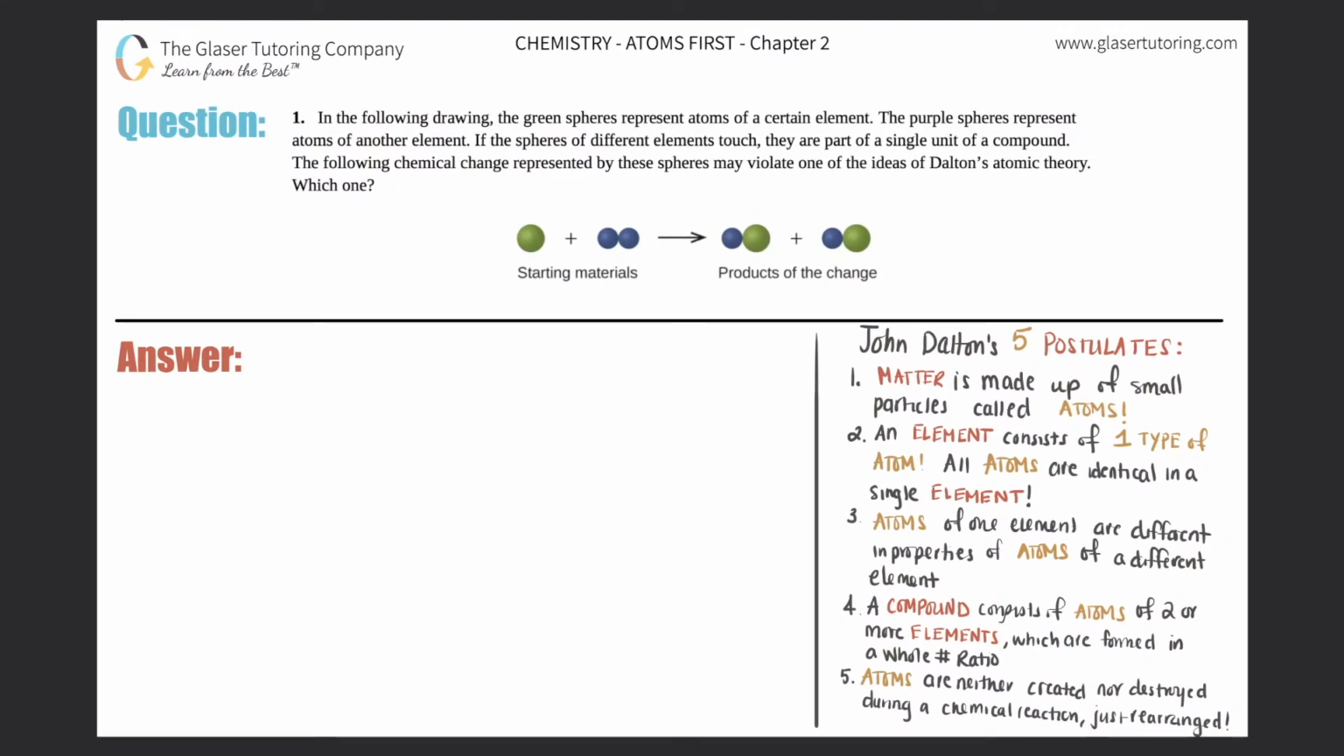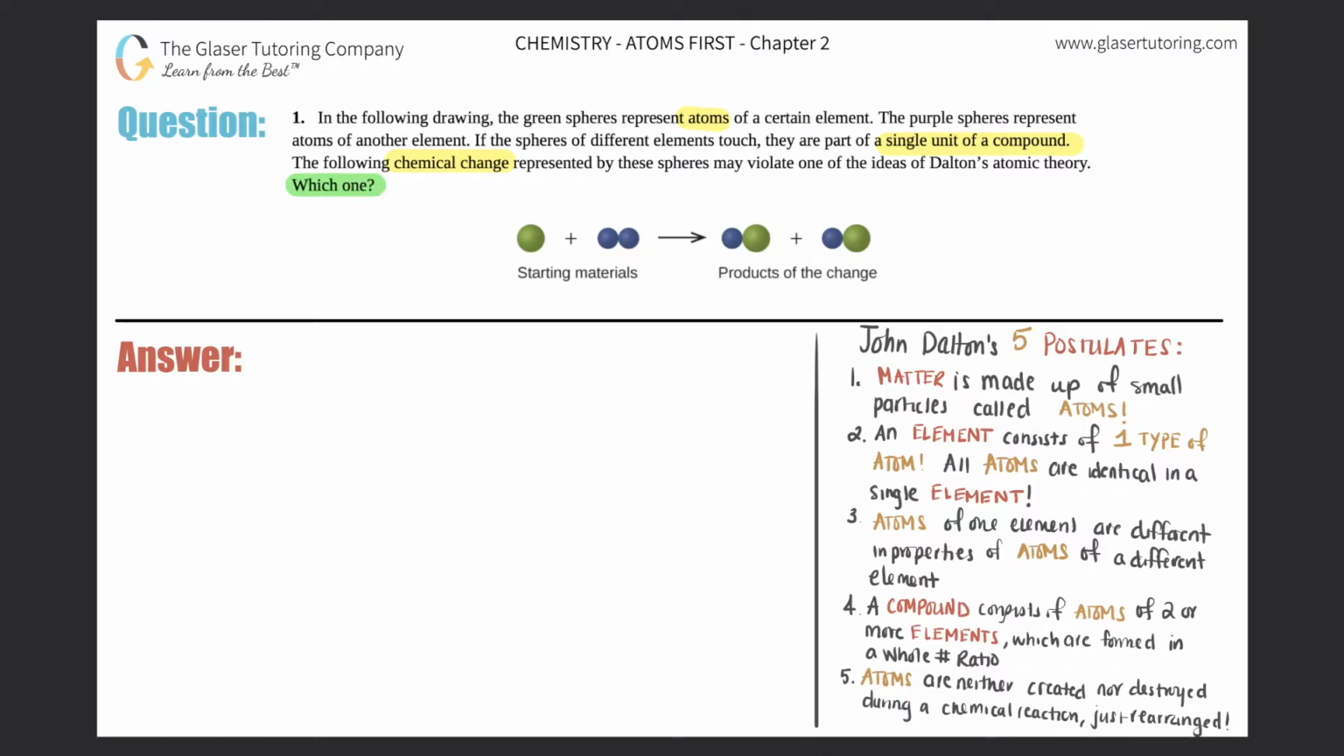Number 1. In the following drawing, the green spheres represent atoms of a certain element. The purple spheres represent atoms of another element. If the spheres of different elements touch, they are a part of a single unit of a compound. The following chemical change, represented by these spheres, may violate one of the ideas of Dalton's atomic theory.